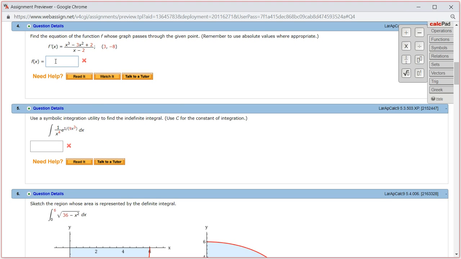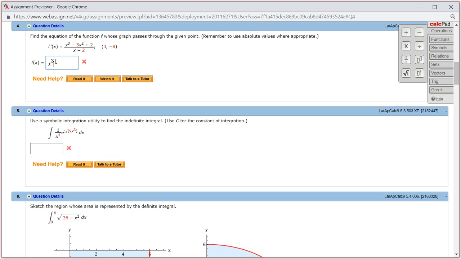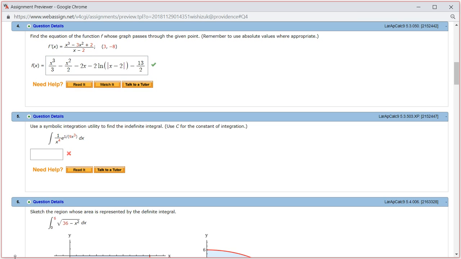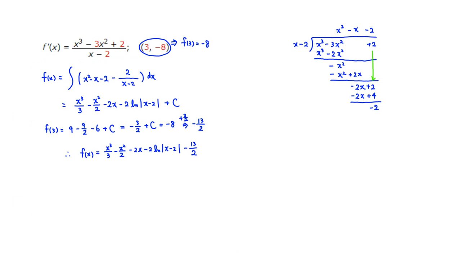So what we got was x cubed over 3 minus x squared over 2 minus 2x minus 2 times natural log of absolute value of x minus 2. Oh, actually, I have to put x minus 2 in there, and then the absolute value sign. And then minus 13 over 2. Let's check the answer. Alright, I came back and it looks like we got this one correctly.